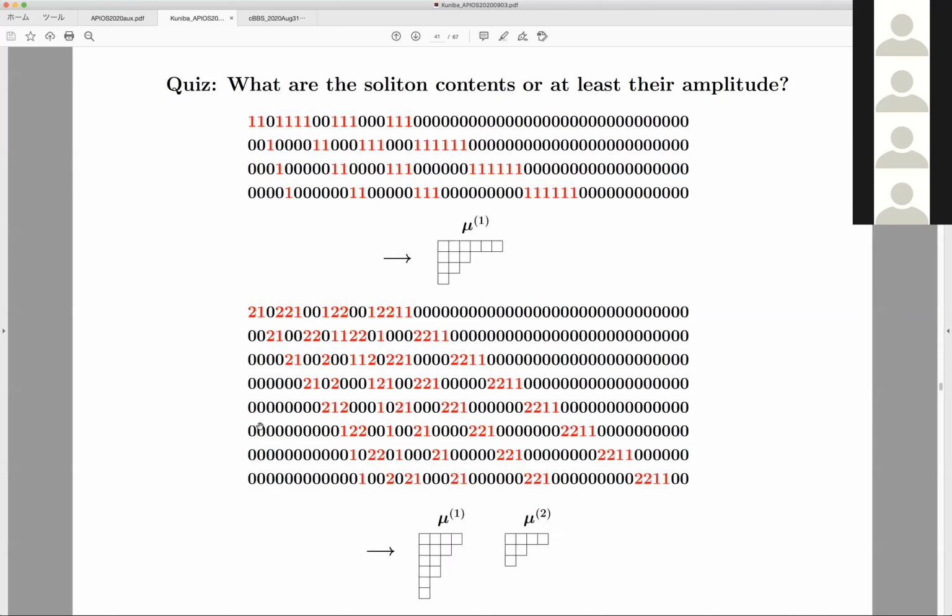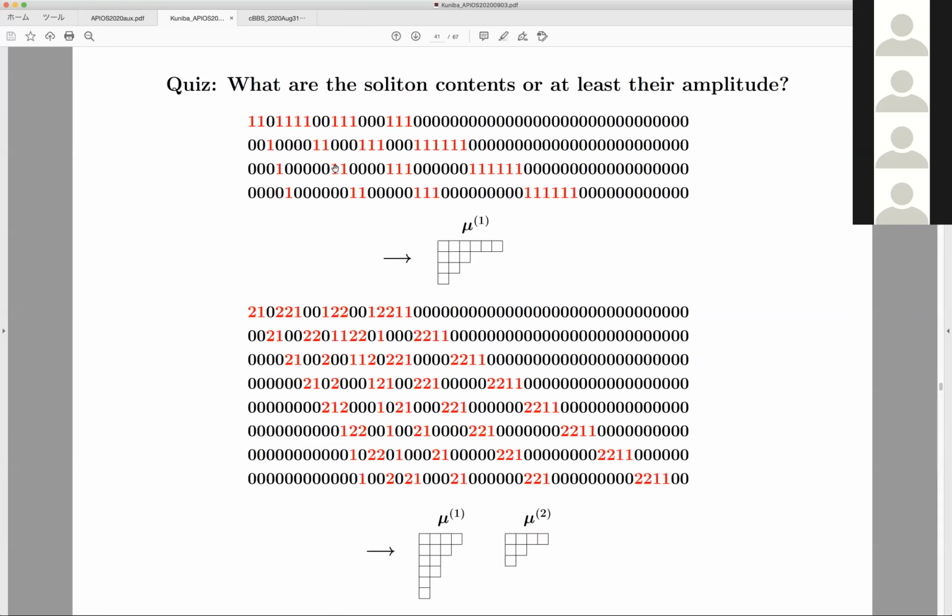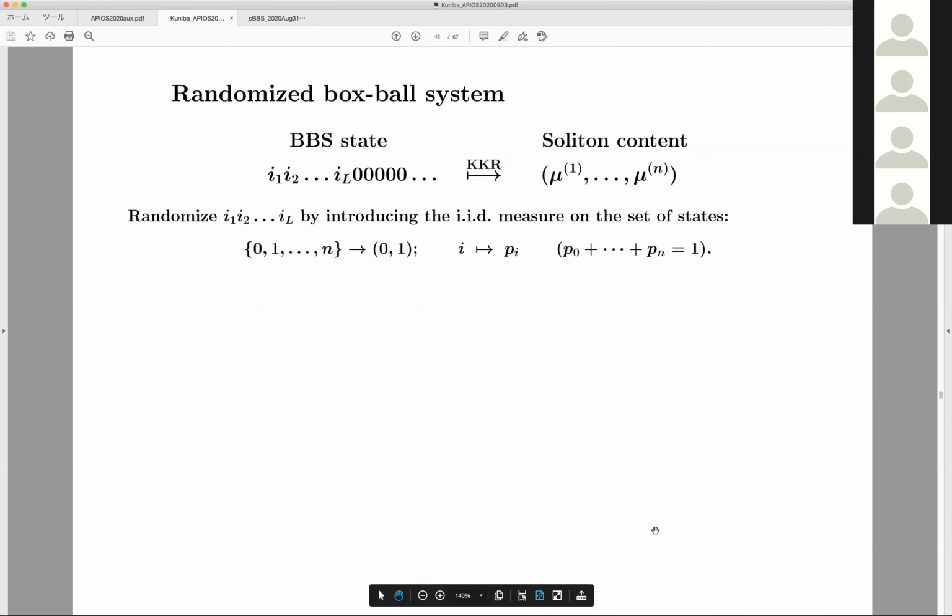If you make the time evolution many times, then it turns out the correct list of amplitudes is 5, 3, 2, 1, like this. Even if you don't apply the time evolution, the KKR bijection tells you the answer immediately. But anyway, this is the correct answer, which might be non-trivial, just given the initial condition. And similarly for the two color cases, like this. So that motivates a randomized situation, which I now move on to.